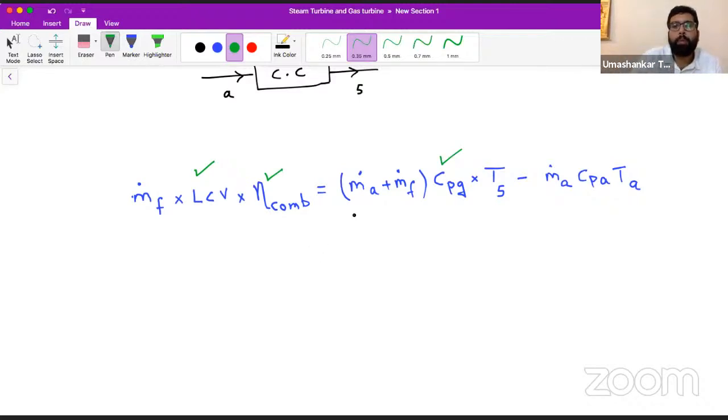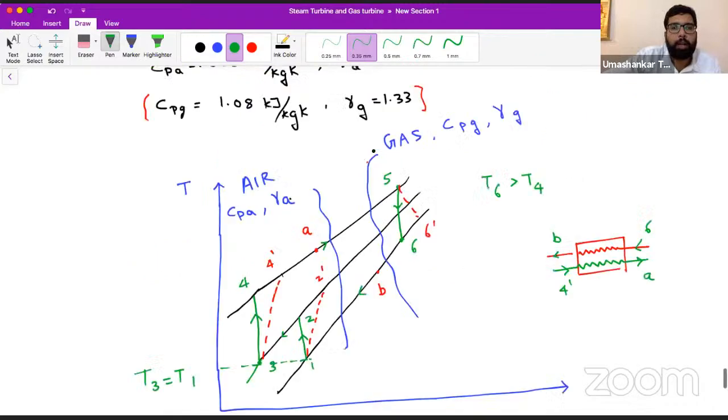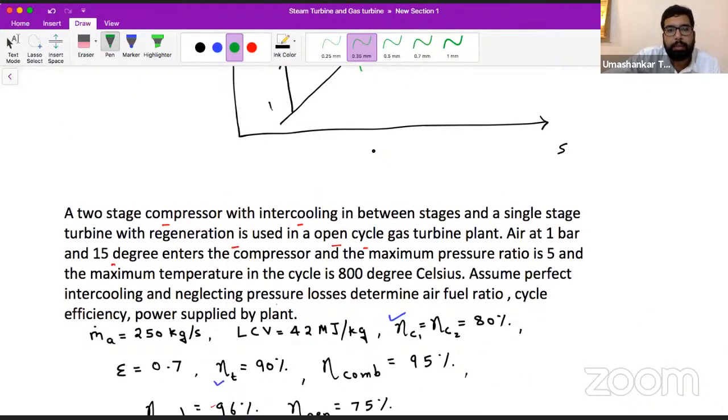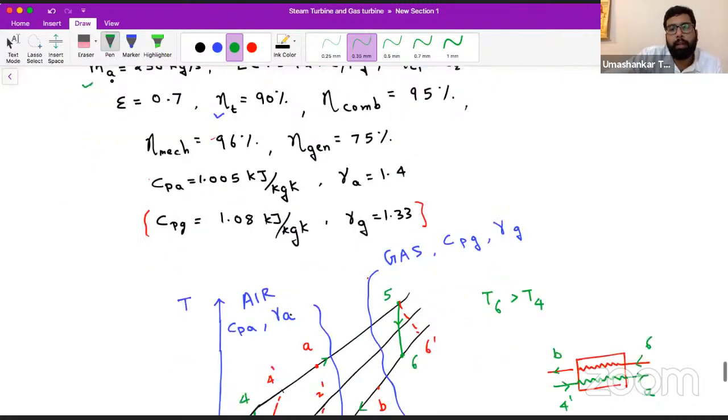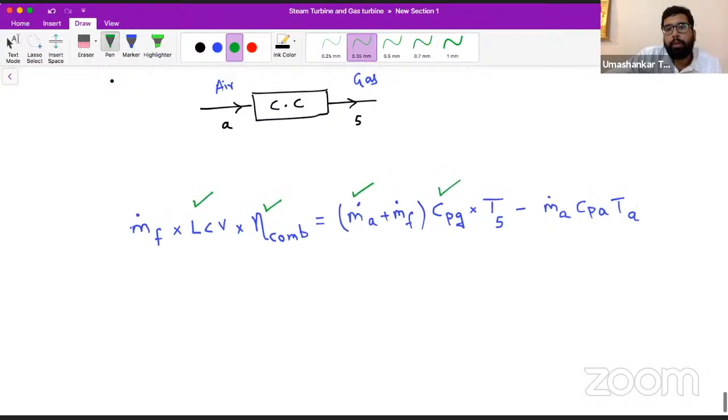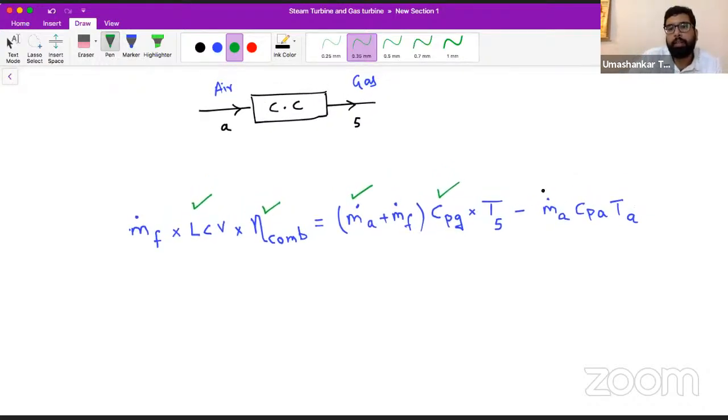Do we have m dot a? Let's see. Yes, m dot a is also given, 250 kg per second. So m dot a is with you, and CPA is there with you. What you require is m dot f, because once you can find m dot f, you can have your air fuel ratio. So what do you require to find m dot f? You require T5 and you require TA.